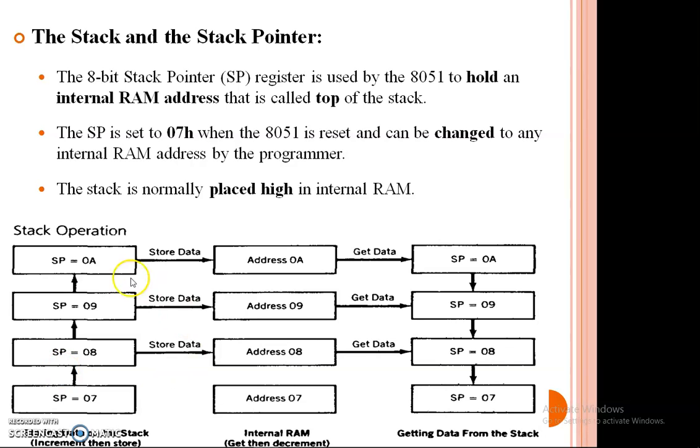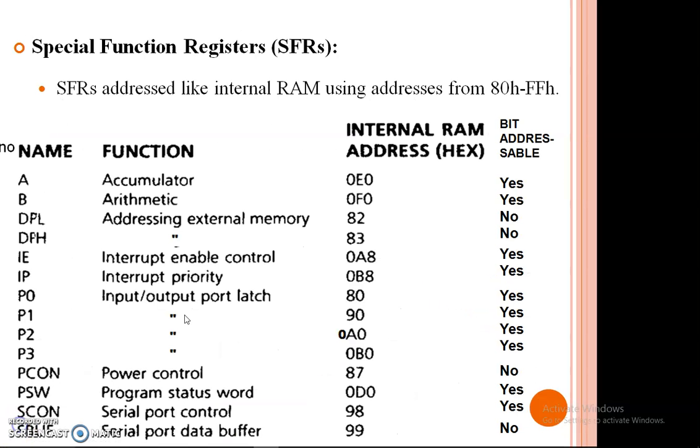So look at this diagram, how we are using push and pop operations. When you are using push, first you have to increase the SP, then only you can do the push. Whenever you are doing a pop operation, after popping you have to decrease the SP, then you can perform the next pop operation. So next topic is special function registers.